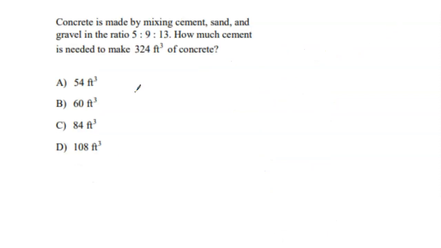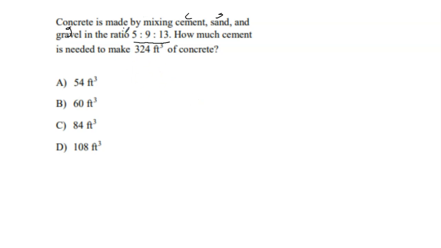Okay, let's look at the last one. A concrete is made of a mixture of cement, sand, and clay in the ratio of this. So you can label them as such, and then you can introduce x to find the values of each.